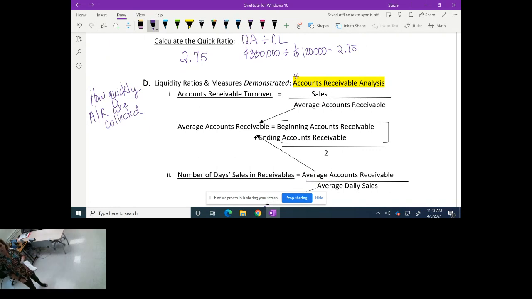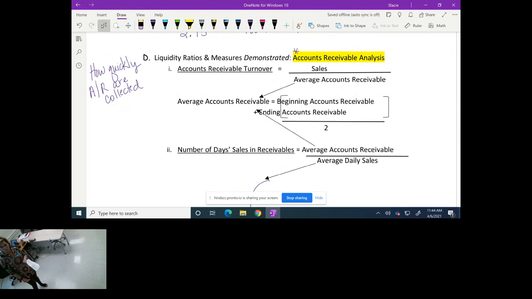Accounts receivable turnover. The formula is sales divided by average accounts receivable. How do you get average accounts receivable? Take beginning accounts receivable, add ending accounts receivable, and divide that total by 2. If you're looking at a balance sheet that has 2019 and 2020, let's stick with the balance sheet, because that's where this would come from.